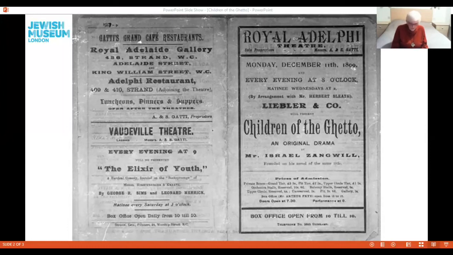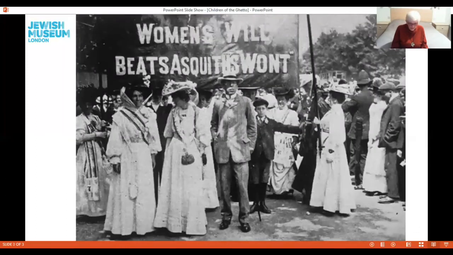Israel Zangwill was interested in the issues of the time, supporting the suffragette movement and Zionism, and speaking out against poverty and war. And now on the screen, there's a picture of a suffragettes meeting, and the gentleman standing right in the middle at the front under the banner, "Women's Will Beats Asquith's Won't," is Israel Zangwill.